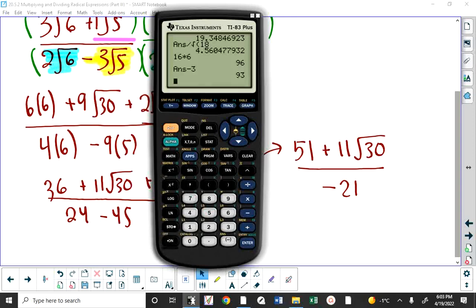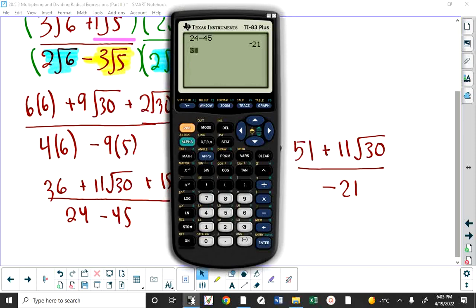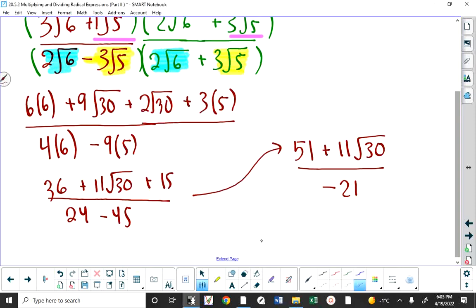If I can get my calculator on first, there we go. 24 minus 45. 36 plus 15, I'm pretty sure, but I want to make double sure is 51. And I would say that's good enough. What we have there is the answer.